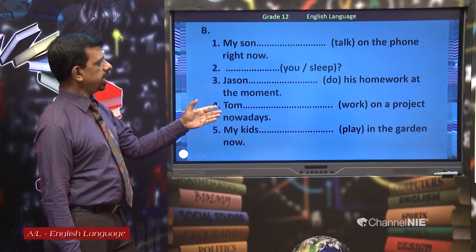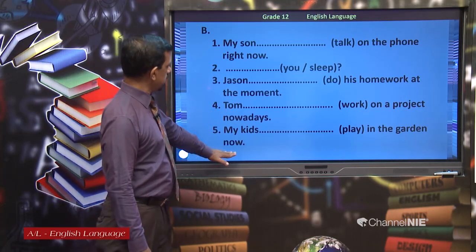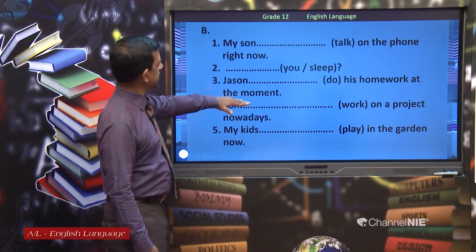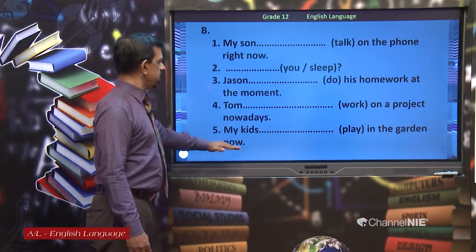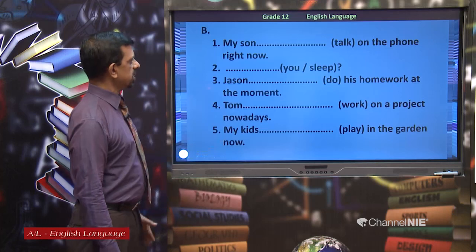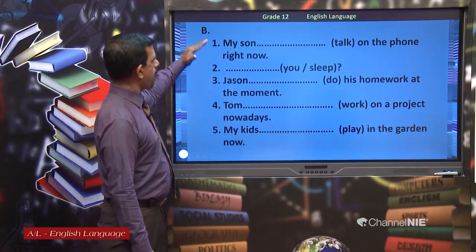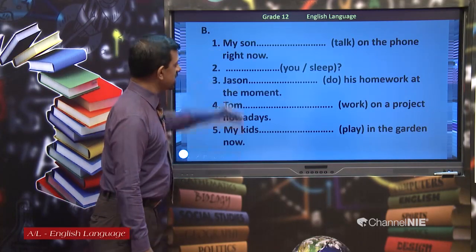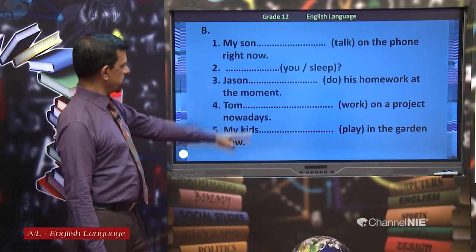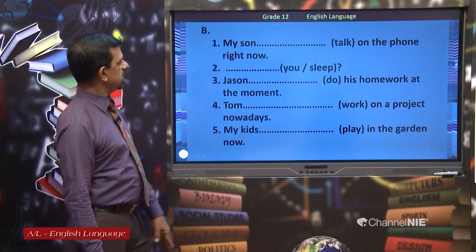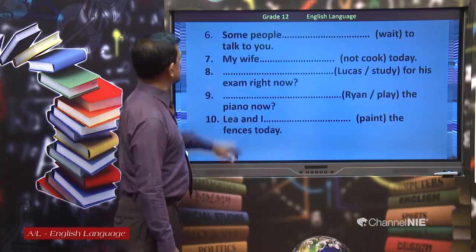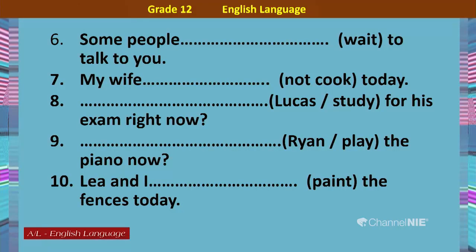My kids play in the garden now. Now, these are the time indicators: now, nowadays, at the moment, right now. These are the hints for you to make sure the correct form of the verb. As you see the word now, nowadays, at the moment, right now, it should be simple present continuous tense. My kids are playing in the garden now. Let's go to the other exercises. 6 to 10: wait, not cook, Lucas study, Ryan play, paint.